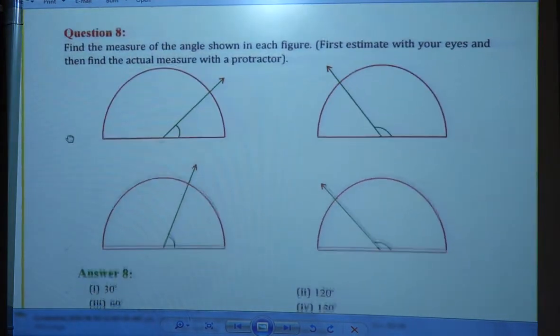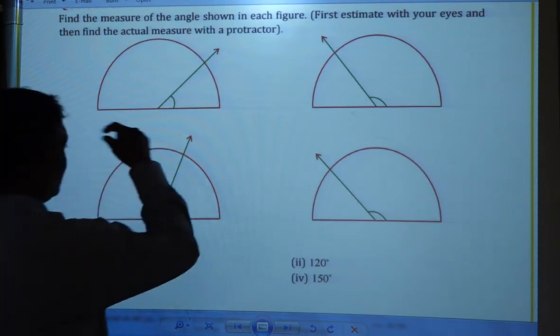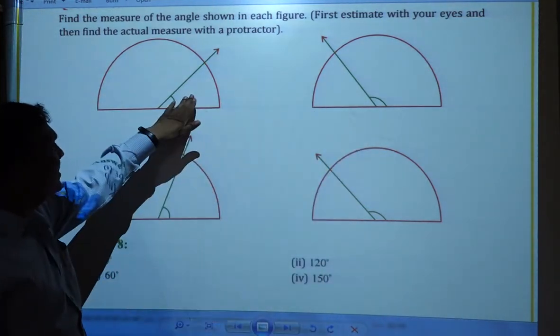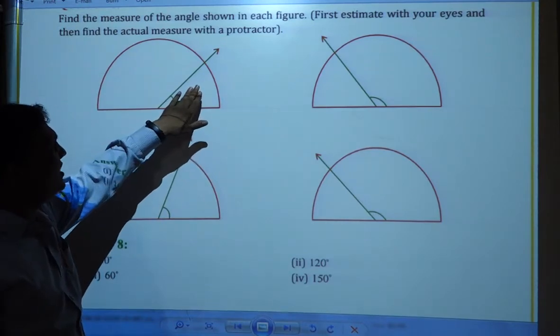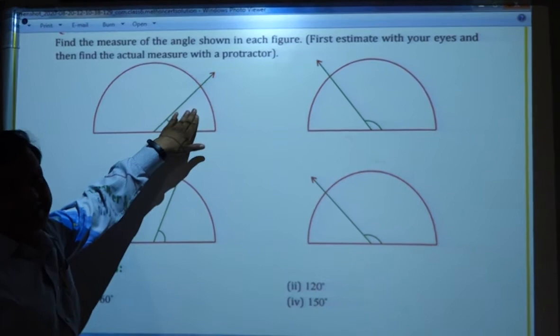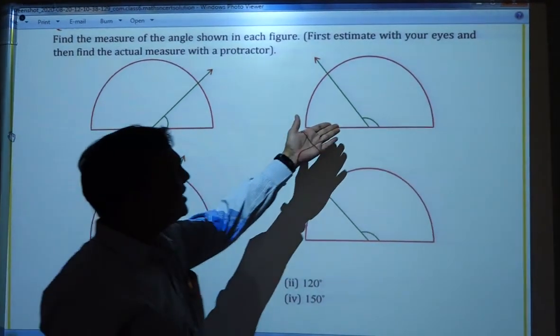Now here, question number 8: find the measure of the angle shown in each of the figures. First estimate with your eyes and then find the actual measurement with a protractor. It is a little difficult for you to estimate this. When you estimate, you will be confused whether it is 30 or 40, but estimate it. Afterwards you measure it. So this is what? 30 degrees.